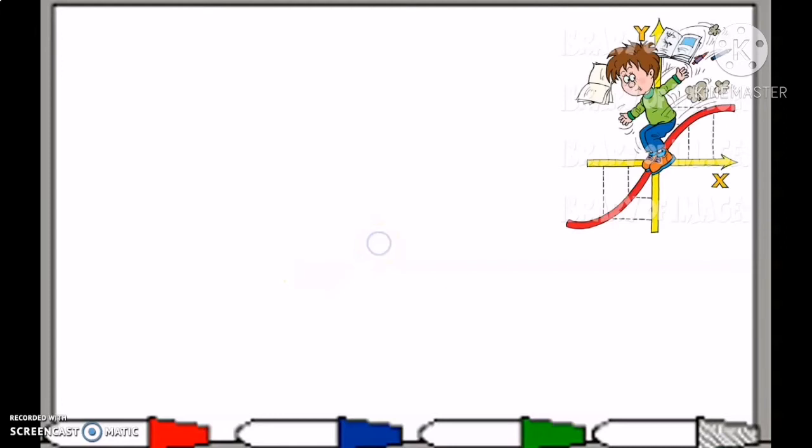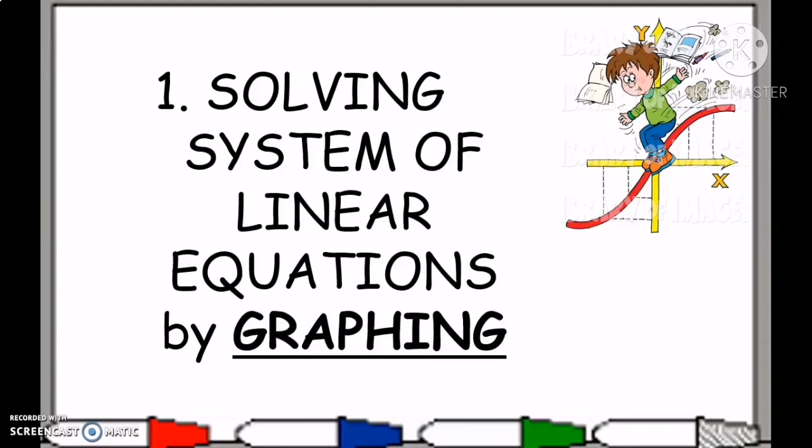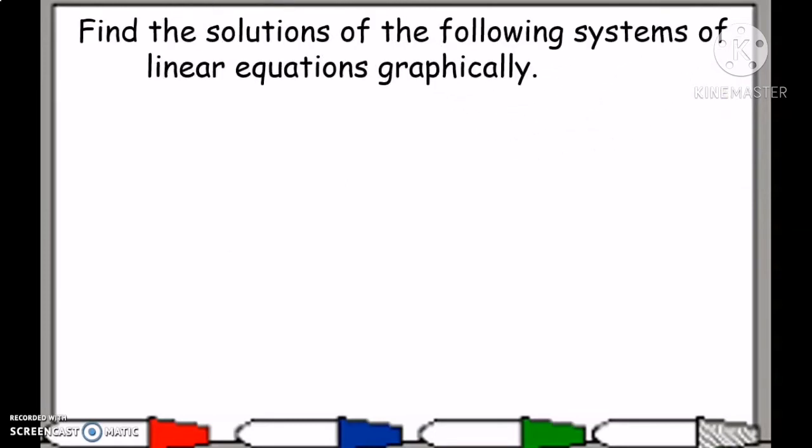Hello everyone! So, ang topic po natin today is about solving system of linear equations by graphing. So, makinig po ng mabuti para maintindihan dahil ito po ay madali lang. So, we're going to find solutions of the following systems of linear equations graphically.